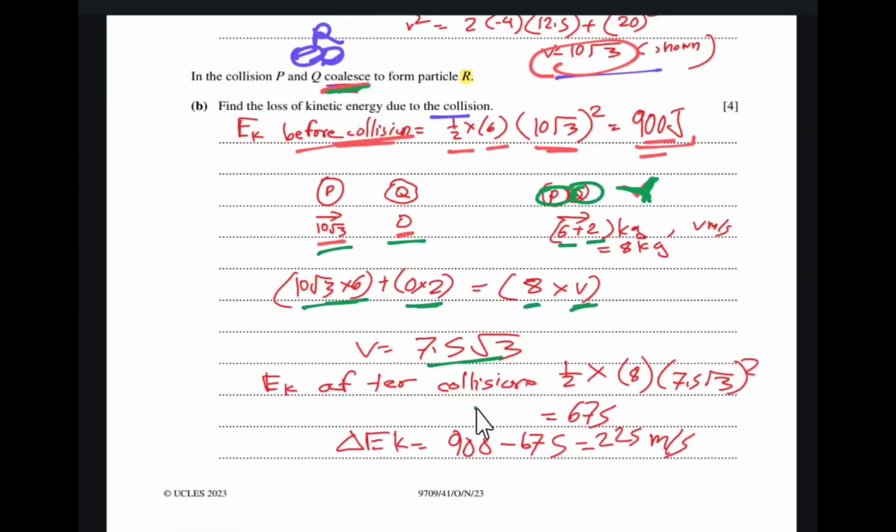Then the kinetic energy after collision would be half mv square, and since the particle is combined, we have to calculate just one kinetic energy, that is half mv square, the total m and the total speed square. So the final kinetic energy comes to be 675 joules. So the loss in kinetic energy is equal to initial kinetic energy minus final kinetic energy, that is 225 joules.